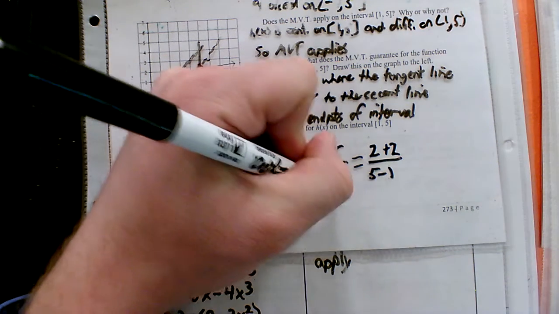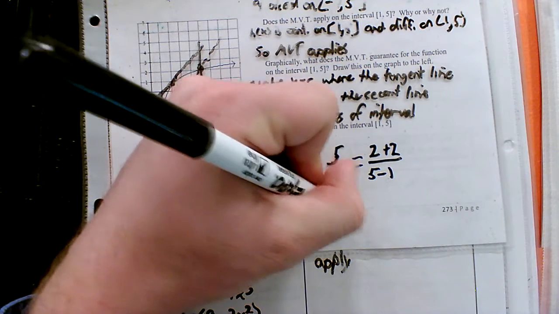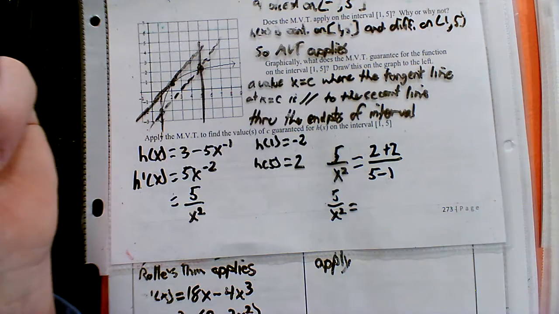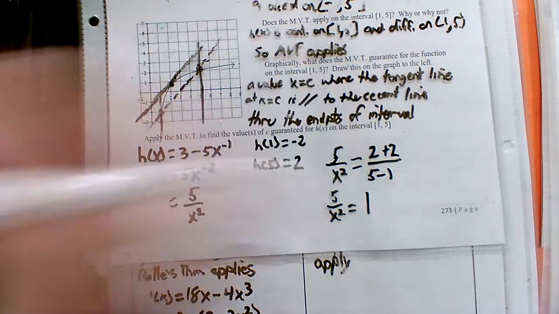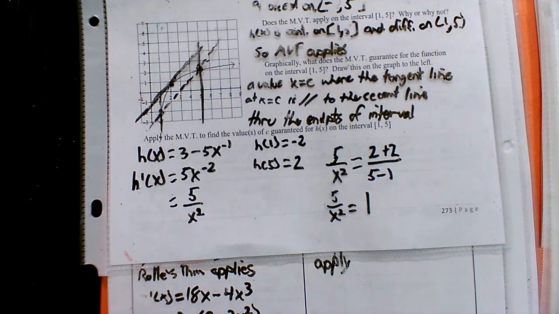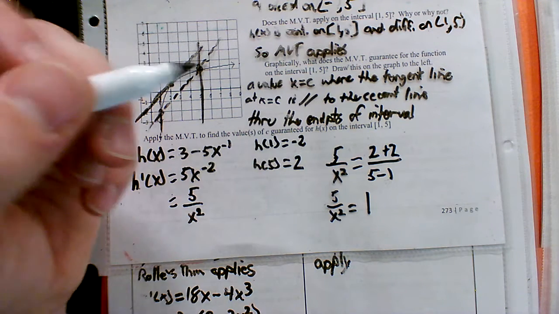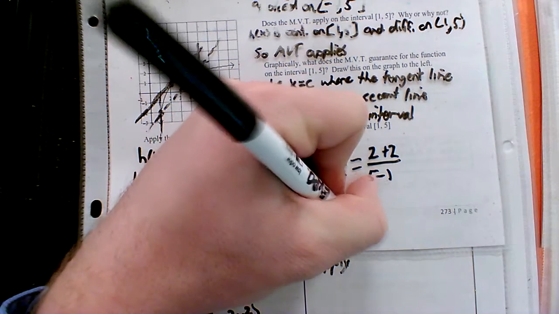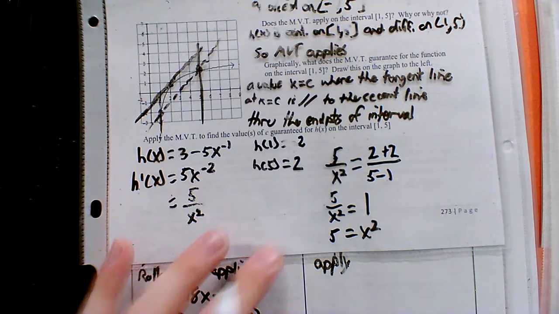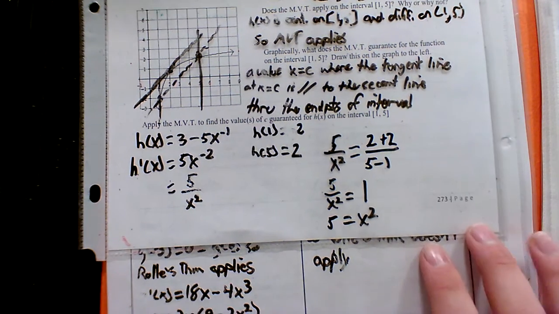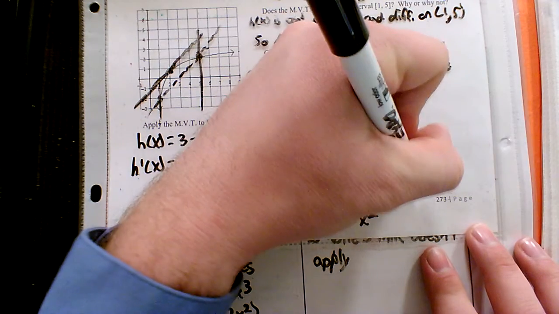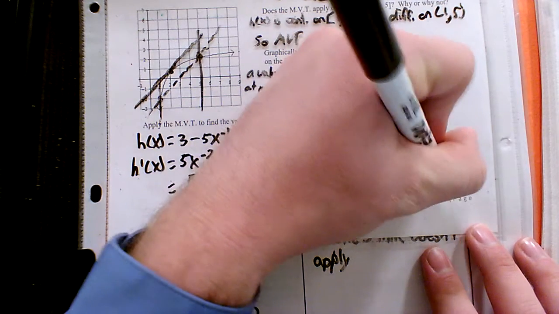Okay, a little bit of simplifying. We still have 5 over x squared equals, we get 4 over 4, so that's 1. Now we want to get x by itself. Well, we have to multiply the x squared over. So we get 5 equals x squared. Again, we're just simplifying, trying to get x by itself. So ultimately, x is equal to plus or minus square root of 5.